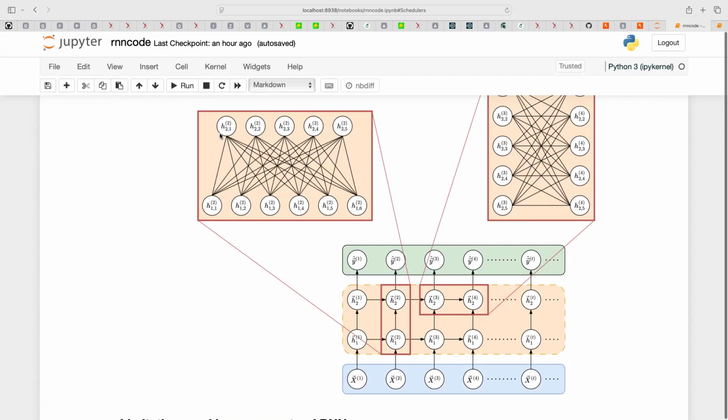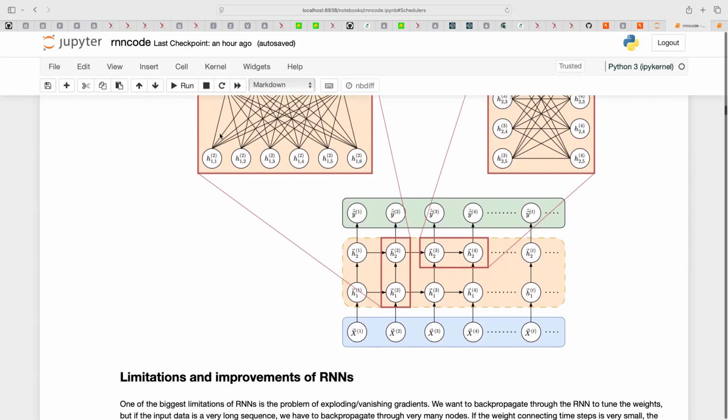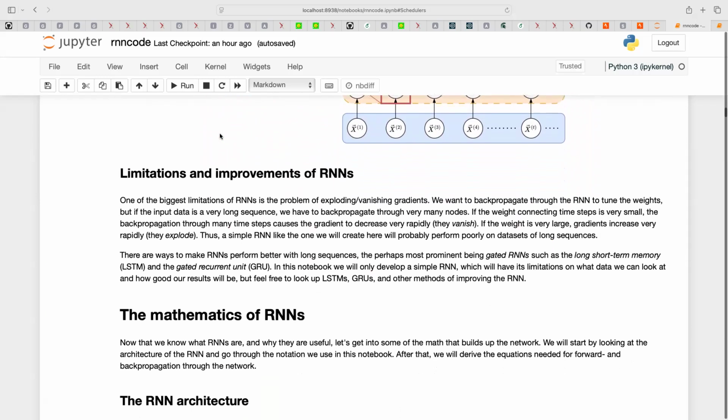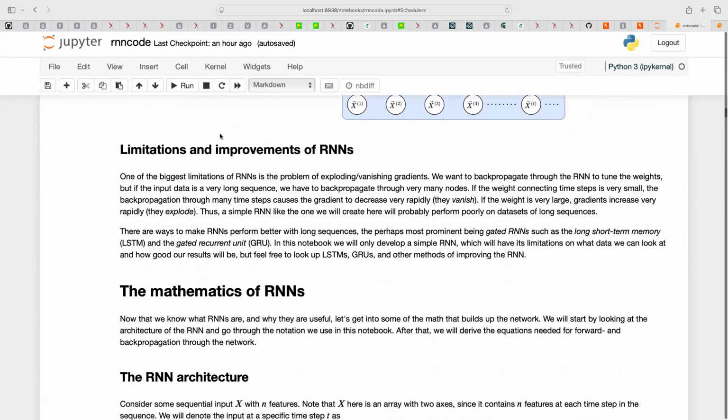Now you see quickly that when you have an architecture like this, this has the potential to become CPU expensive, because you get many more connections and you need to train many more weights and biases compared with a standard feed-forward neural network. So there are some limitations.